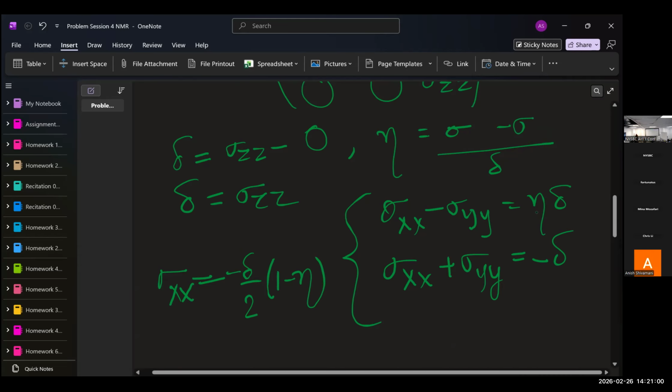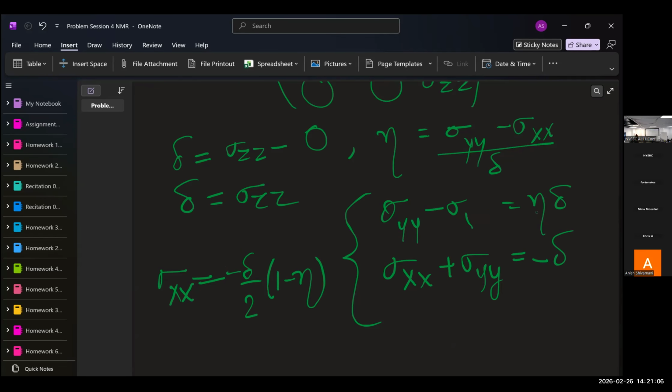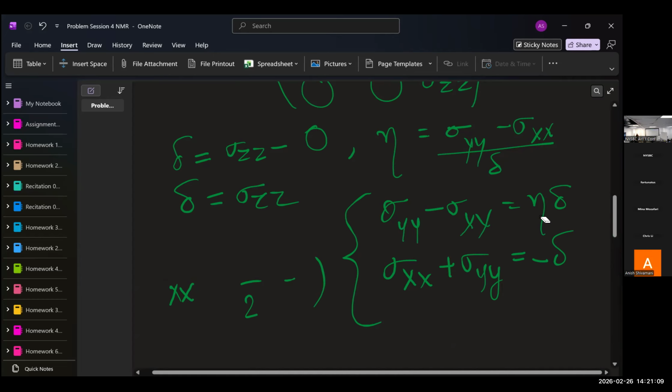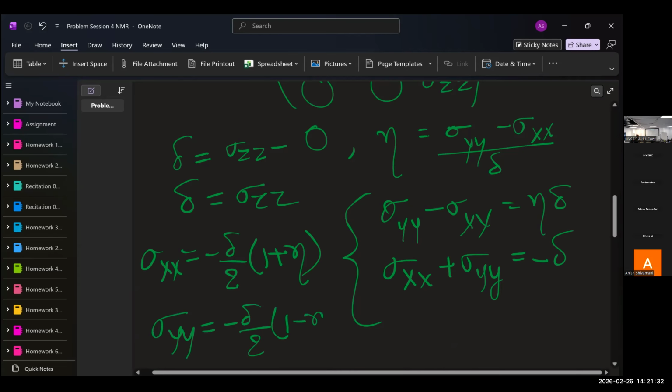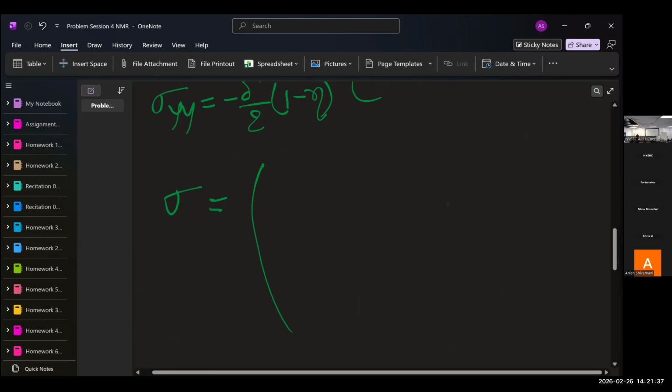I don't know how I also got this wrong. So what I'm saying is you then add those two equations to get YY, subtract them to get XX. Does this operation make sense? So you get XX is delta over 2, 1 plus eta, and YY is minus delta over 2, 1 minus eta. So now you can write the shielding tensor in the way that we have been seeing in the lecture.